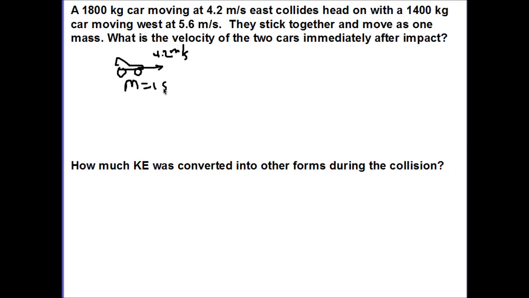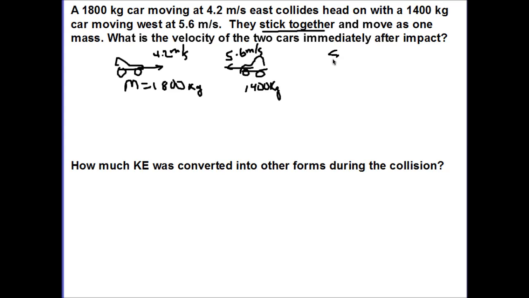So it's an 1,800 kilogram car moving that way. It collides head-on with a 1,400 kilogram car moving towards the west. So it's a little bit smaller car. It's moving in the opposite direction with a greater speed. So 5.6 meters per second, and its mass is 1,400 kilograms. Now from that we have two objects, each with momentum, and what we'd like to do is determine what happens when the two cars hit, and they do stick together. So this would be called a perfectly inelastic collision. What is the velocity of the two cars immediately after the impact?